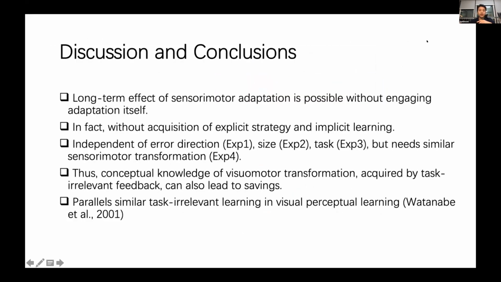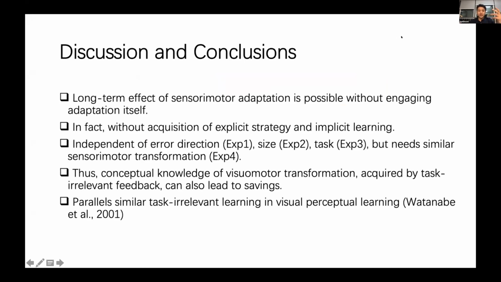So my take-home message is like this. Sensorimotor adaptation effects are possible without adaptation itself. There is no implicit learning. There is no need to actually acquire some explicit strategy. And the effect is independent of direction, and also independent of size and task, but it has to involve a similar rotation concept.